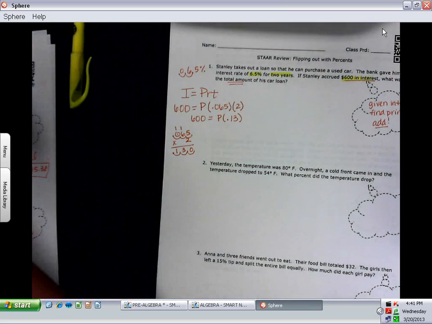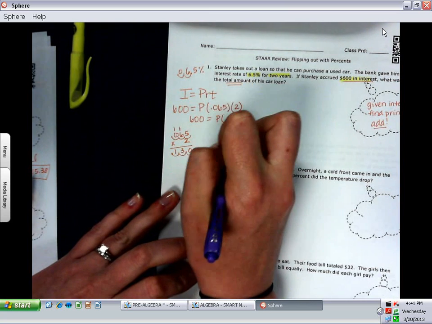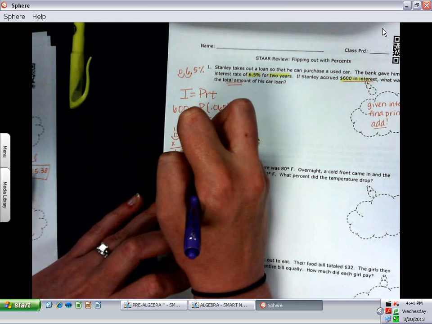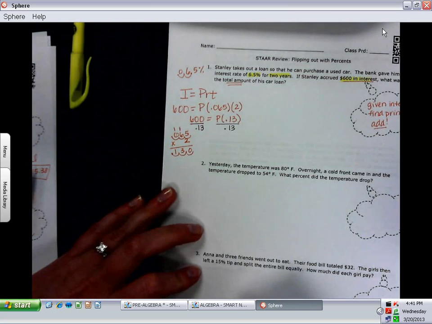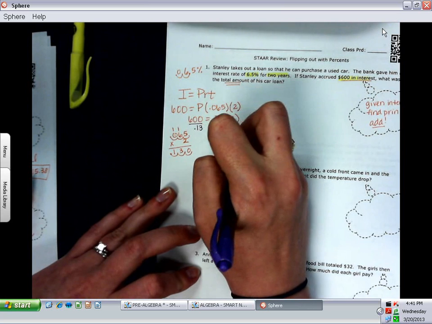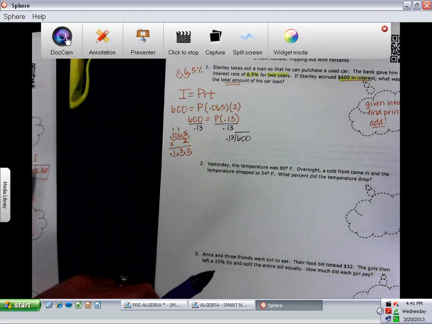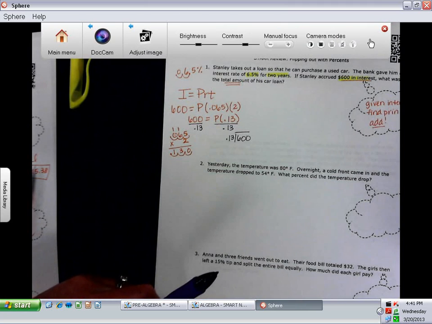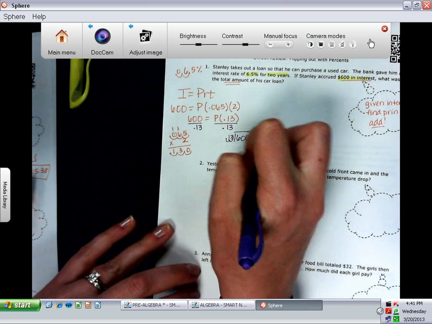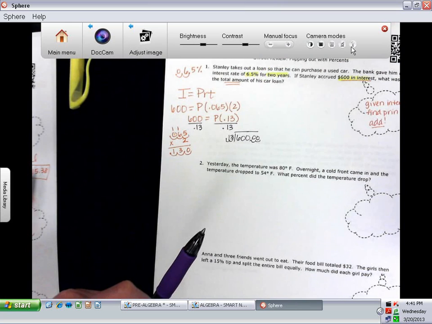Now, in order to solve for P, I have to do the opposite of what I see. So these are being multiplied. The inverse or the opposite of that is division. So I'm going to divide by 0.13. So 600 divided by 0.13. And I know that I cannot divide by a decimal, so I'm going to have to hop that decimal place over twice on the outside, so I hop twice on the inside. So now I have 13 being divided into 60,000.